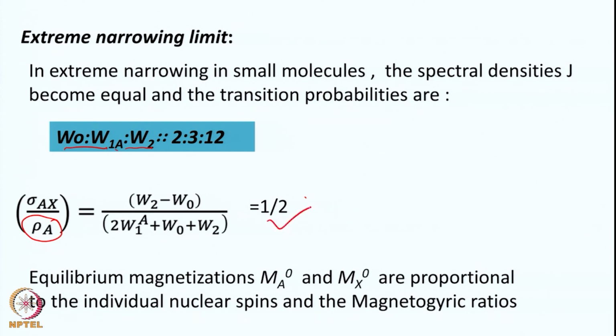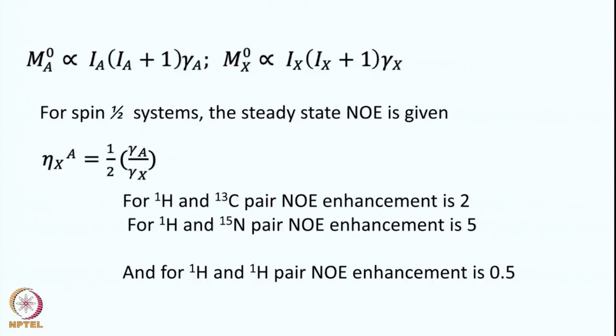And that is what we were saying. The equilibrium magnetizations of the A spin, Ma0, and the X spin are proportional to the individual nuclear spins and their gyromagnetic ratio. If we put all that into the equation, the magnetization of A is proportional to gamma A, which is the gyromagnetic ratio. Similarly, the X spin magnetization is proportional to gamma X.